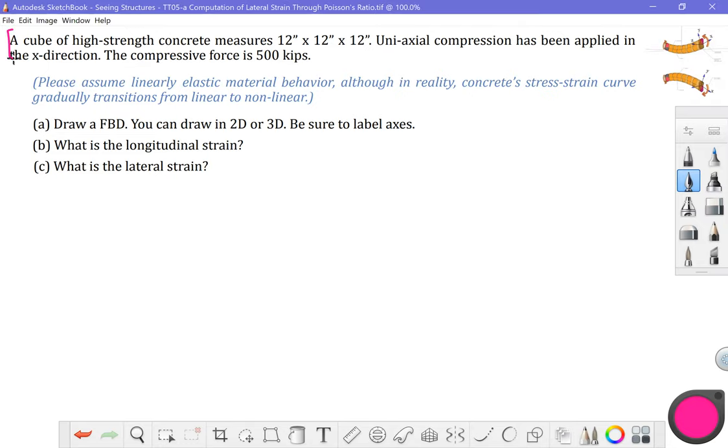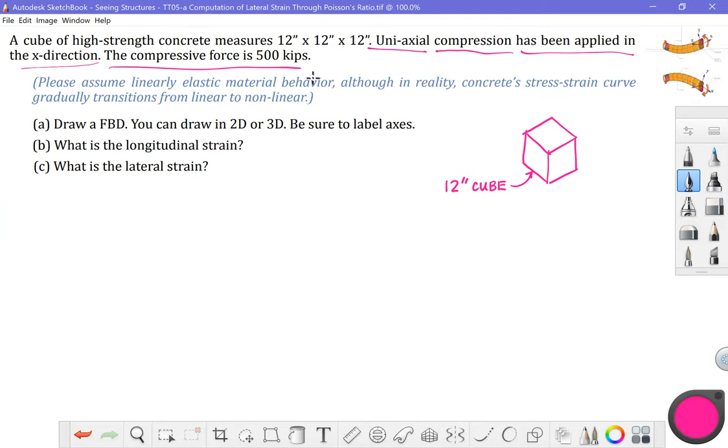We've got a cube of high strength concrete that measures 12 inches by 12 inches by 12 inches. And we have compression applied along one axis, and specifically, we're going to call that the x direction. And the amount of that compressive force is 500 kips.